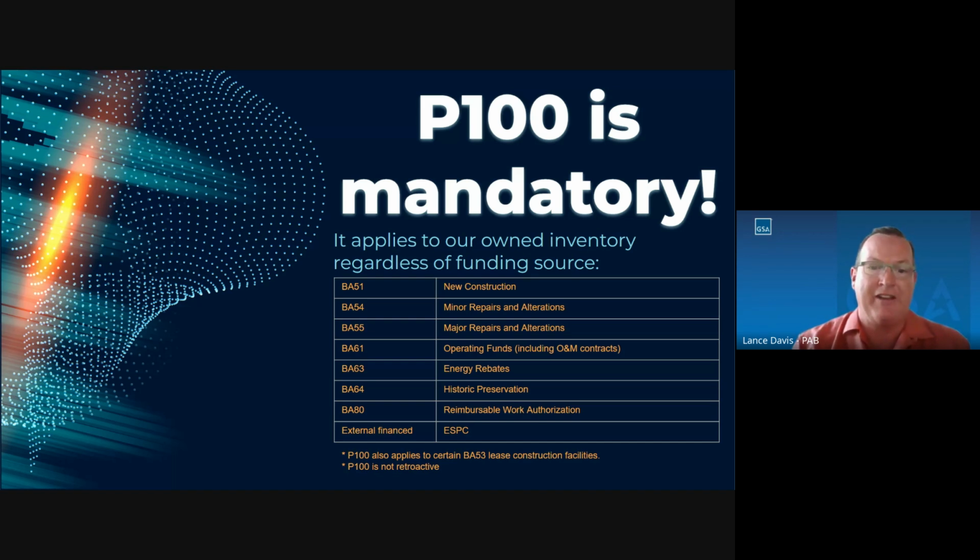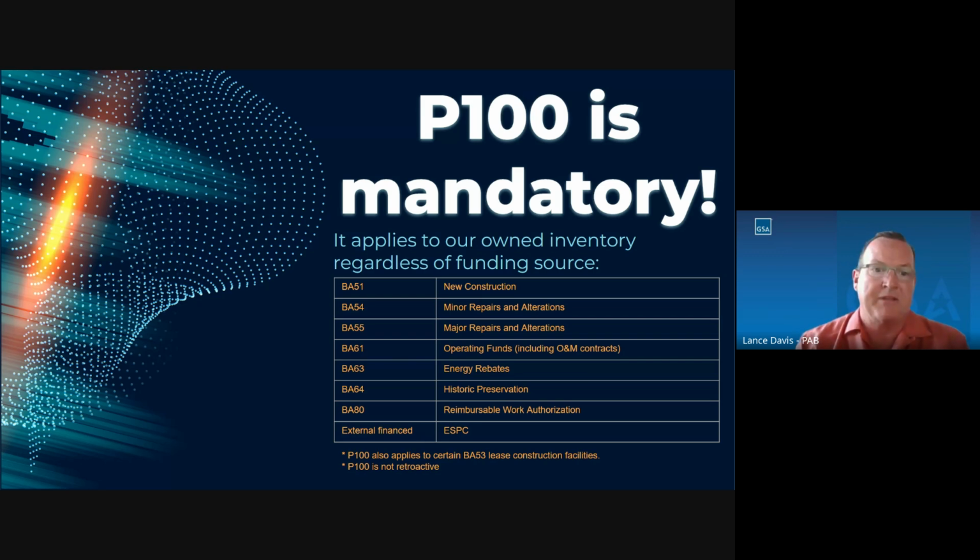So if you're getting funding from any one of these funding sources, BA 51, 54, 55, 61, 63, 64, 80, and even externally financed projects like ESPC projects, they are all required to be meeting the requirements of the 2024 P100. So please make sure that you're following that and thinking about that.